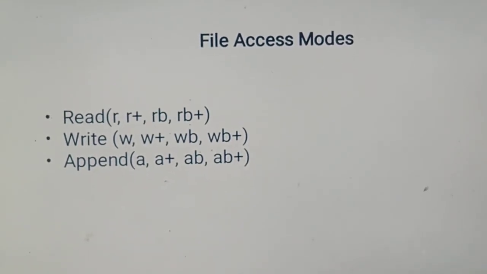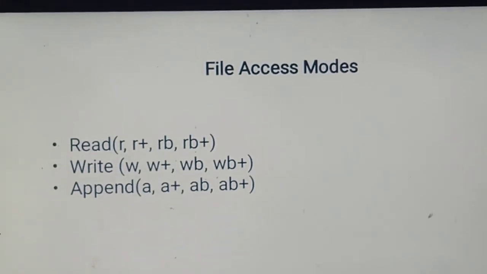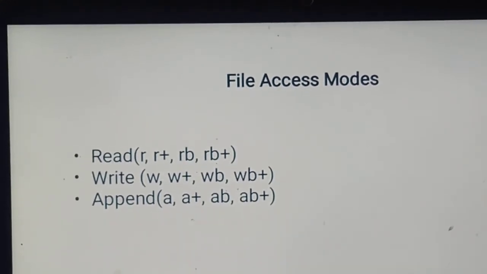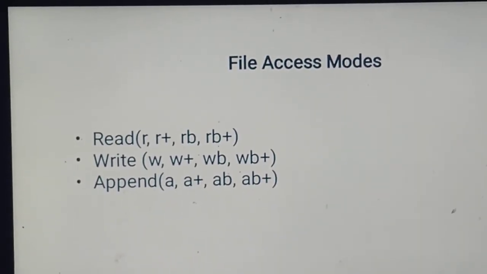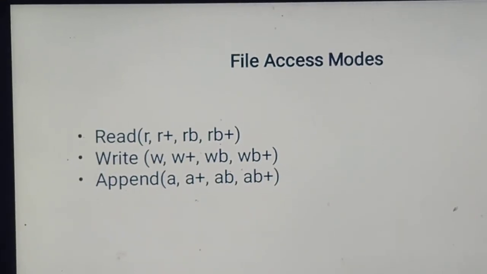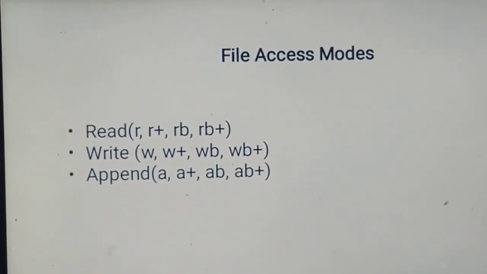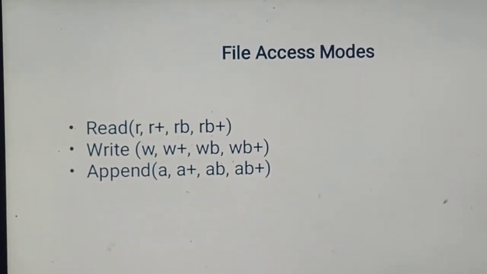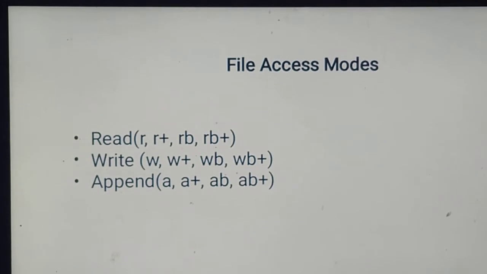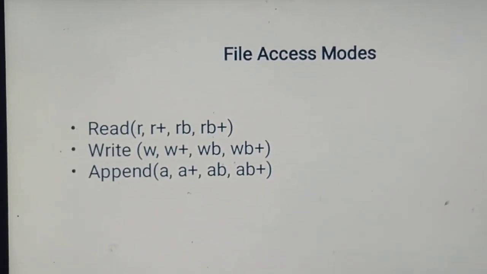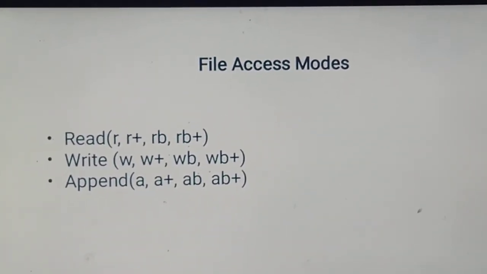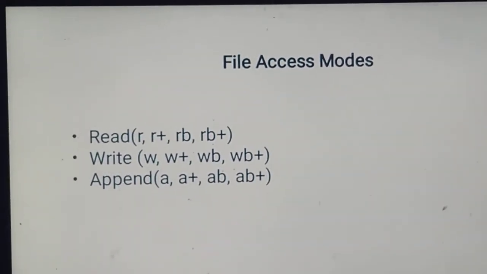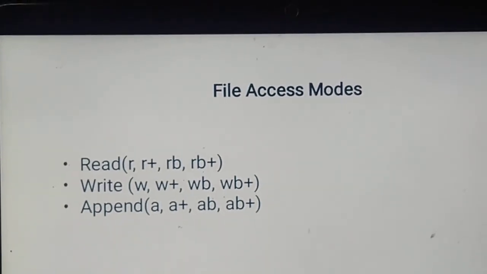The next mode is A plus mode. This access mode opens a file for both appending and reading as well. Okay, so if you open the file in this mode, it will allow you to open the file for writing or appending or reading as well. The next mode is AB plus mode. This access mode opens a file for both appending and reading in binary format. The file pointer is at the end of the file. If the file exists, the file opens in append mode. Okay. If the file does not exist, it creates a new file for reading and writing.